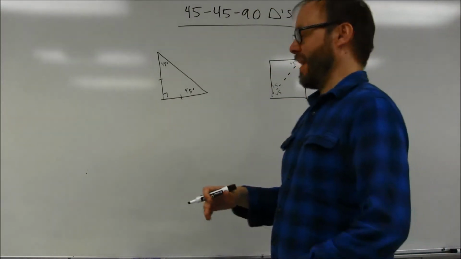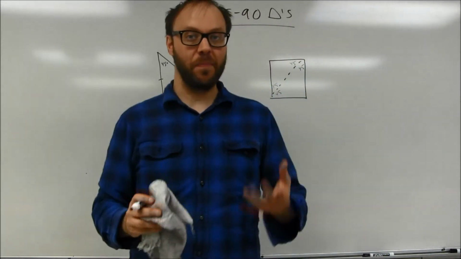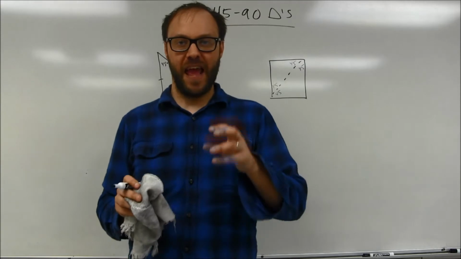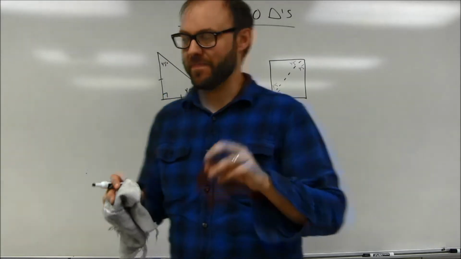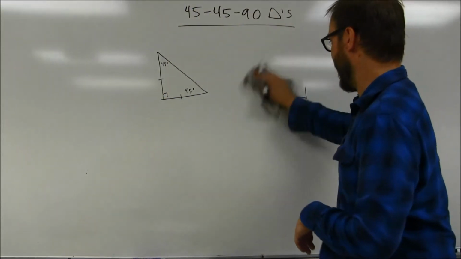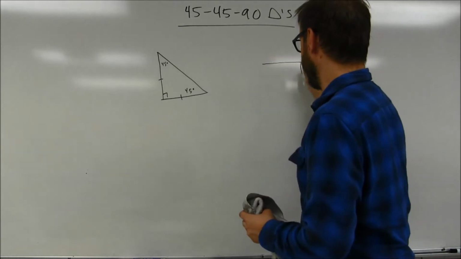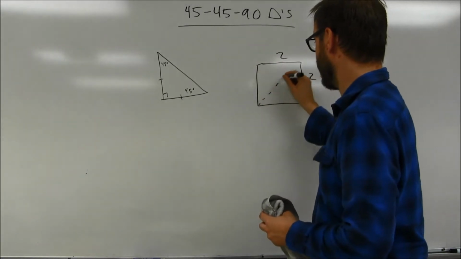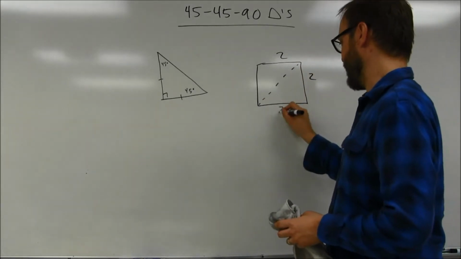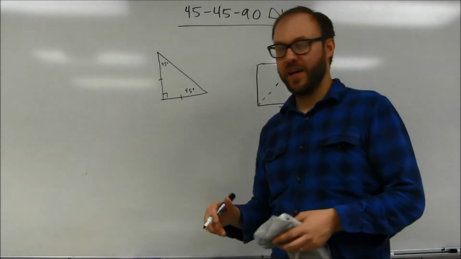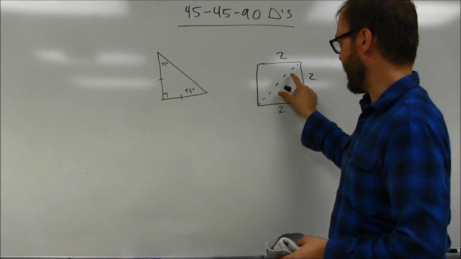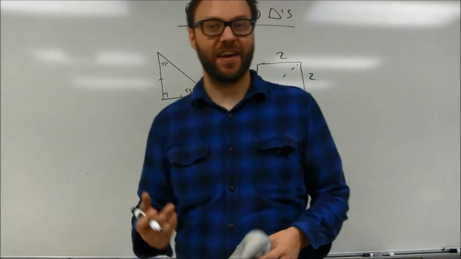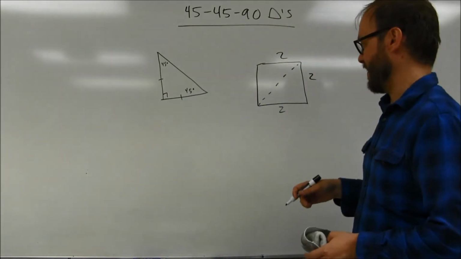And there are some nice patterns that show up in side lengths of 45-45-90 triangles, and they come back to simplifying radicals. So let's take a look here. Let's say that I had a square, and the square had side lengths of 2. So I chop that square in half. Of course, this side over here is also going to be 2. This is a 45-45-90 triangle, and I want to find the diagonal length of the 45-45-90 triangle.